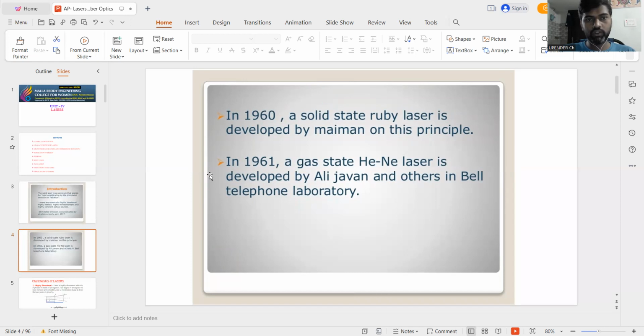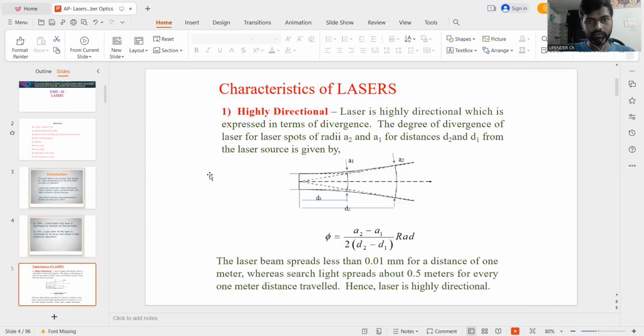To produce a continuous laser beam, Ali Javan and his collaborators developed another laser called the gaseous laser, which is made up of a helium neon mixture, developed in 1961. It produces a continuous laser beam as compared with the ruby laser.